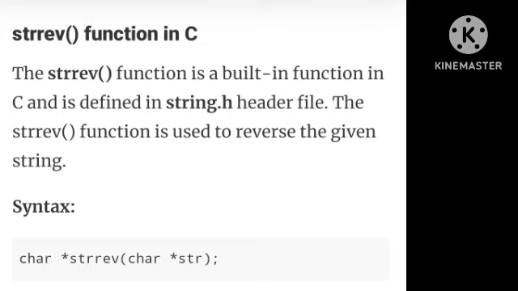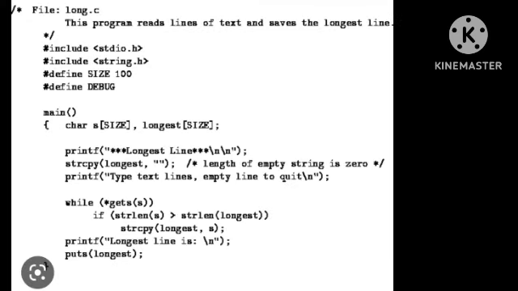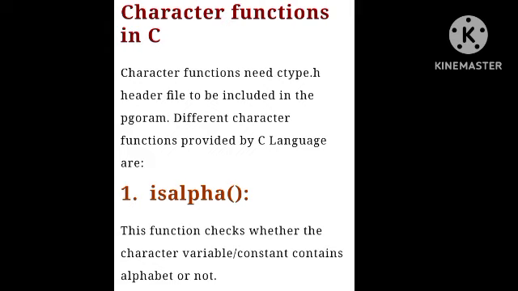Next, string reverse in C. The string reverse function is a built-in function in C and is defined in the string.h header file. The strrev function is used to reverse the given string. Syntax: char *strrev(char *string), and this was the program.